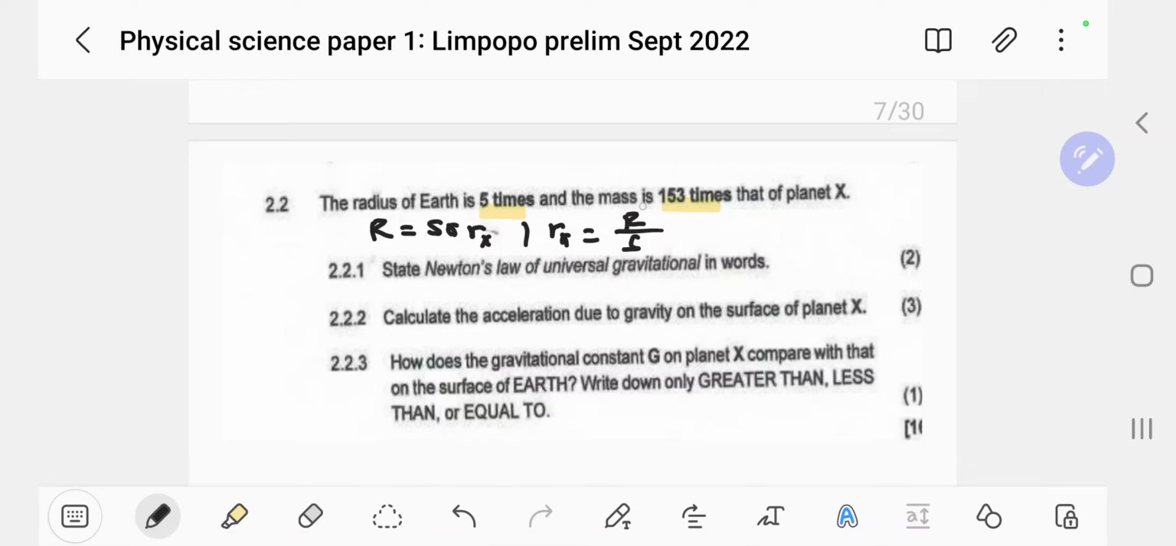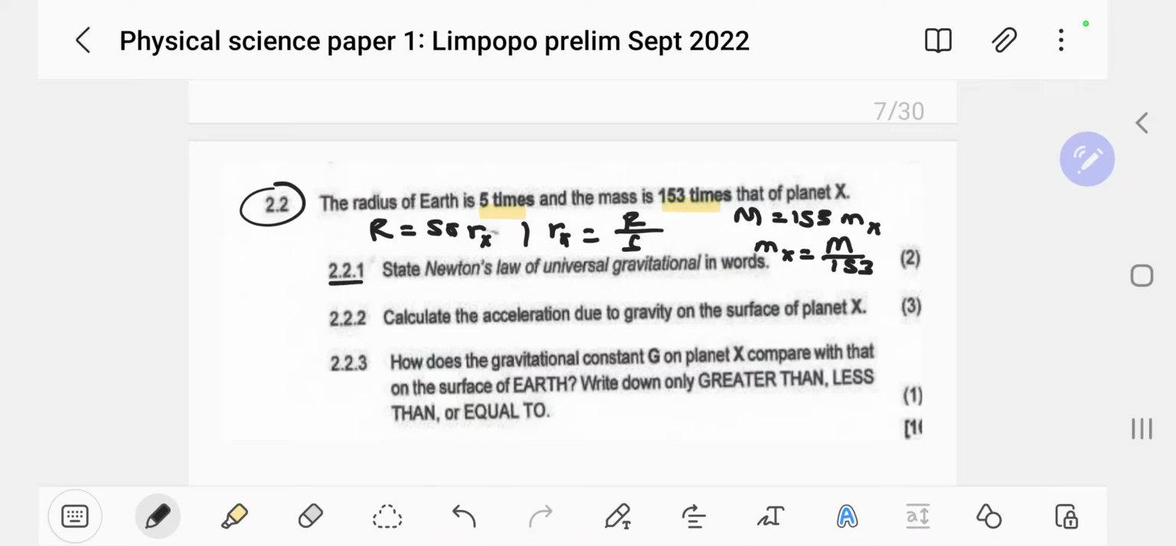And then when you're told here the mass is 5 times that of planet X, again, we know that the mass of the Earth, if it is capital M, is going to be 5 times, sorry, no. Getting too excited now. It's 153 times the mass of planet X. Now, if we want to solve the mass of planet X, it's going to be effectively the mass of the Earth divided by 153, okay? So always try to make sure you understand the statements that are given to you, because if that is in order, everything becomes pretty easy.